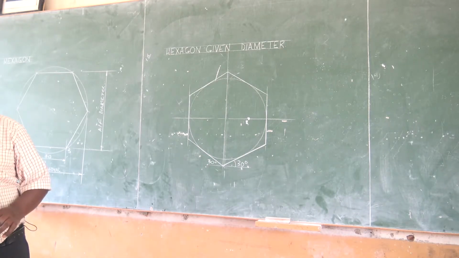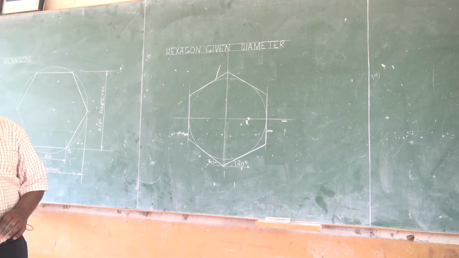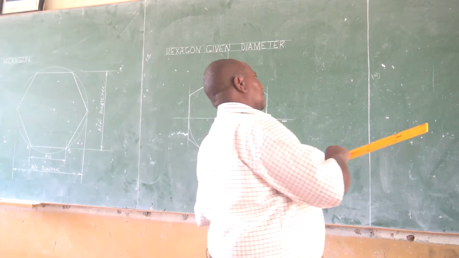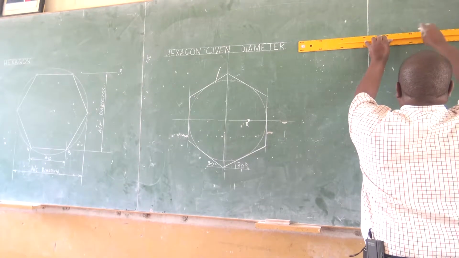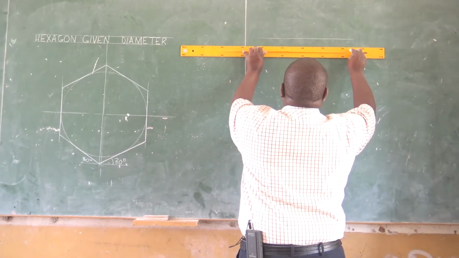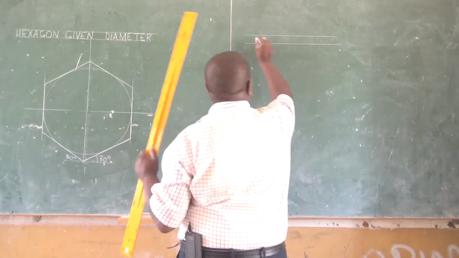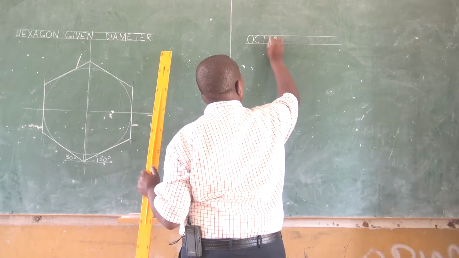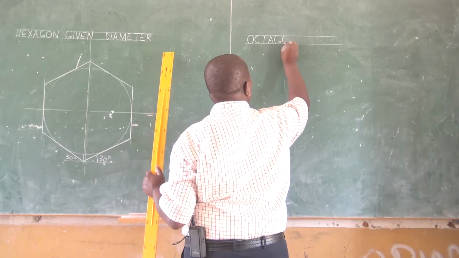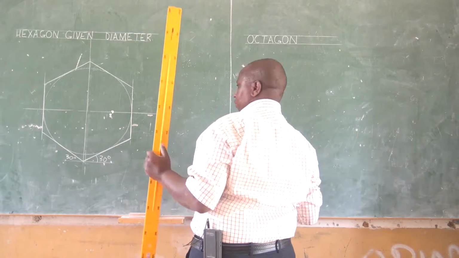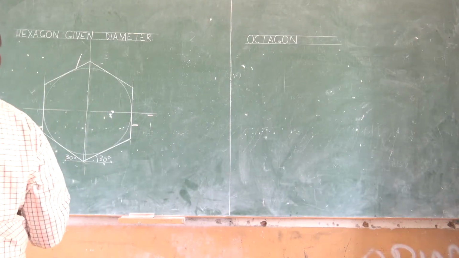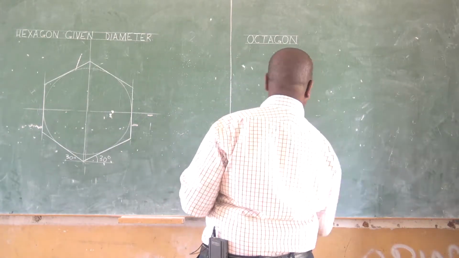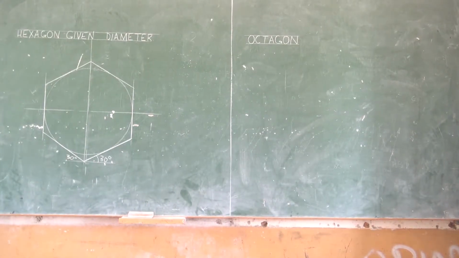The next polygon that we construct is the octagon. Learners, the octagon is an 8-sided polygon. So octagon, you can think about an octopus, which is an 8-legged creature. You can think of an octogenarian, who is 80 years and over. But this one is in construction.